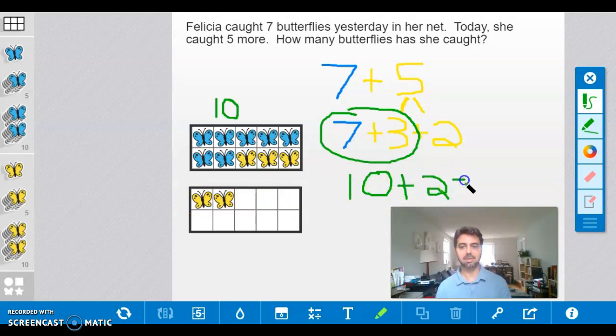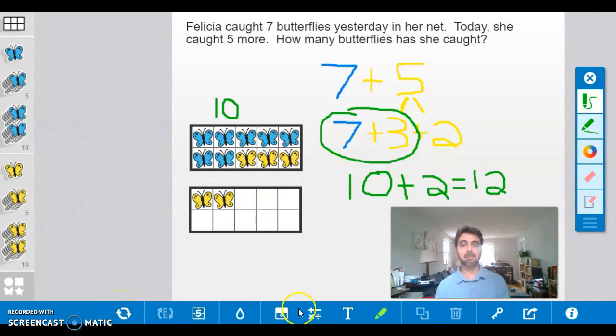So we have 10 plus 2. Now that's much easier for me to do in my head. I know that 10 plus 2 more is, drum roll, what is it, boys and girls? That's right, 12. Okay. All right, so remember, you can use this anytime you want, okay?